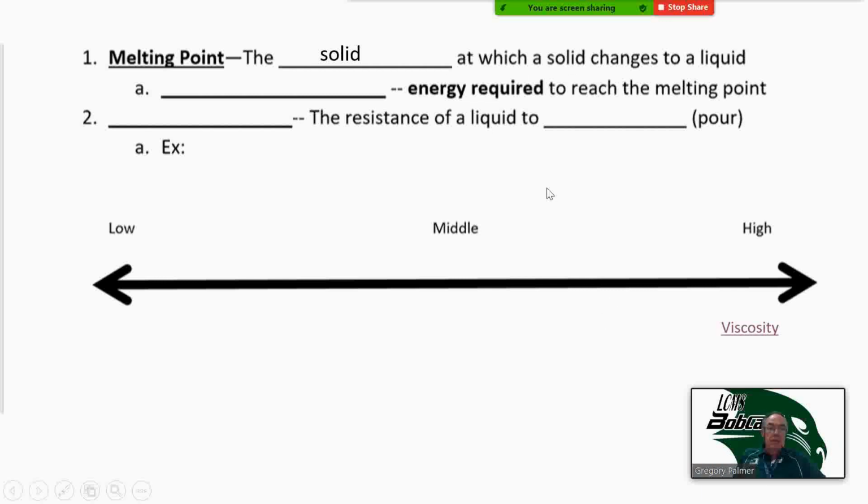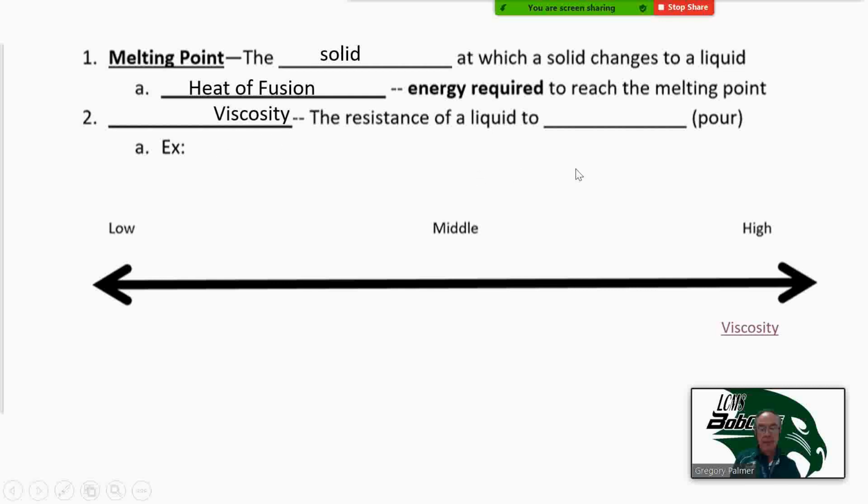So this is the point at which a solid changes to a liquid. And that energy that's necessary to break those bonds down so that it becomes a liquid is called the heat of fusion.